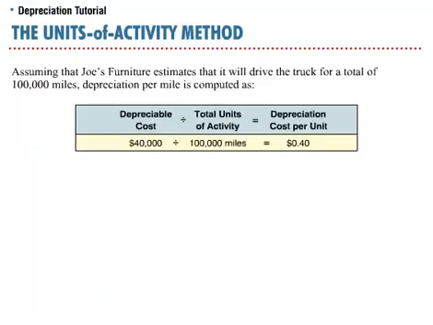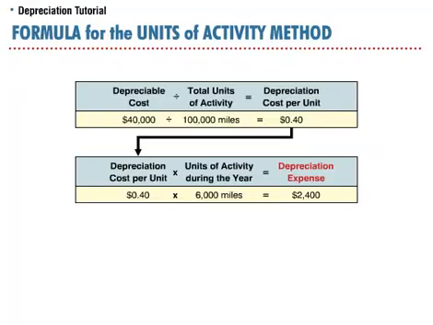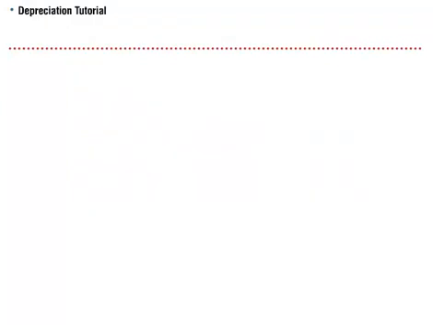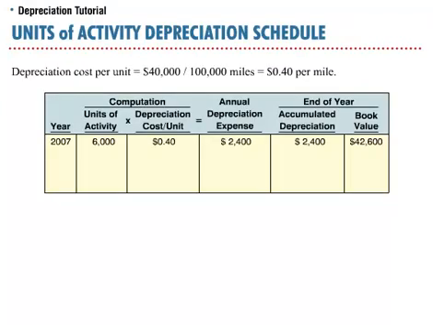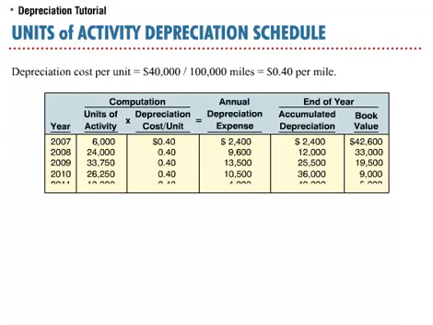Using the units of activity method, the depreciation charge per mile is computed as shown on the screen. Assuming that the truck is driven 6,000 miles during the first year, depreciation expense is computed as shown. Using assumed mileage for the remaining years of the truck's use, annual depreciation expense and book value is computed as shown.